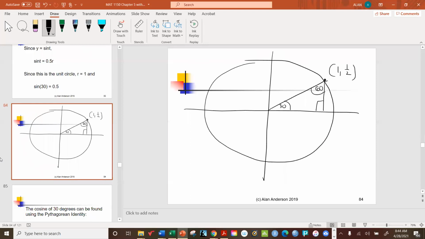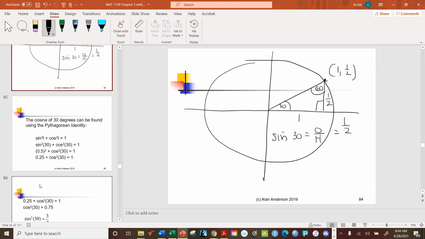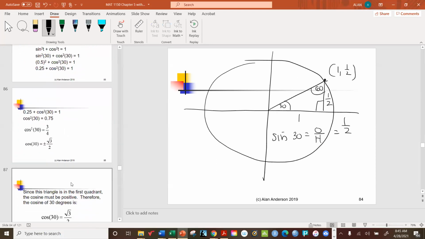Okay, so therefore, what is the sine of 30? Opposite over adjacent. Sorry, hypotenuse. Now the hypotenuse in this case is, oh, wait a minute, hold on. No, they want us to do it in a slightly different way.